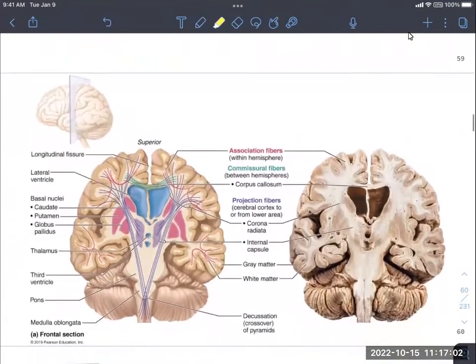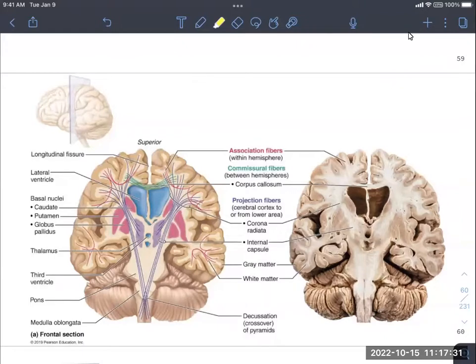So here is a drawing and an actual brain. You can see all that different white matter is just the white in the real brain. But then you can see all the different fibers. They have them colored to help see where they go.